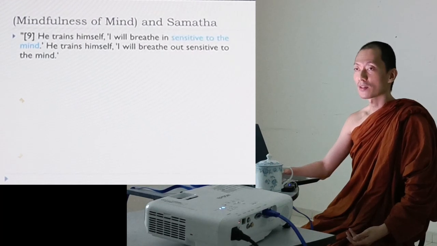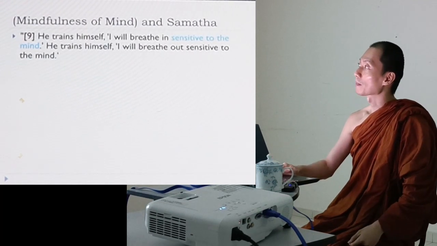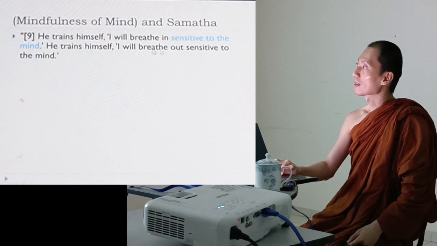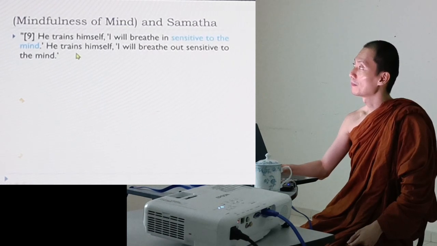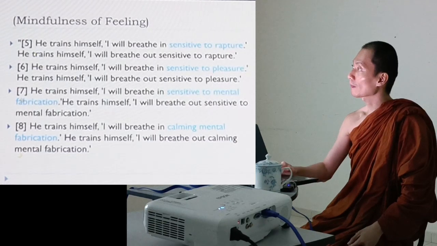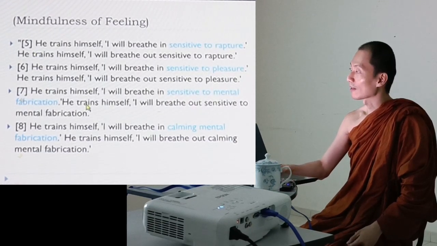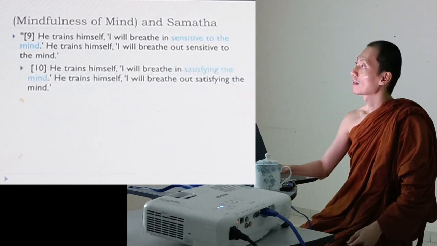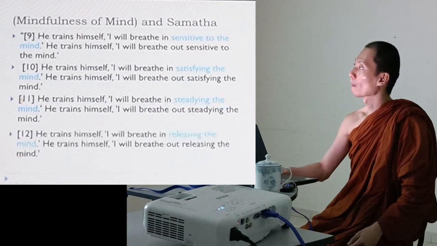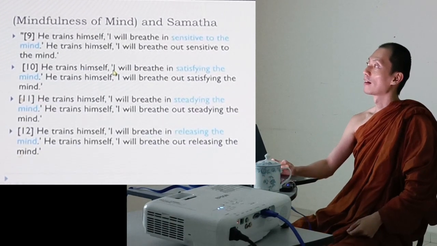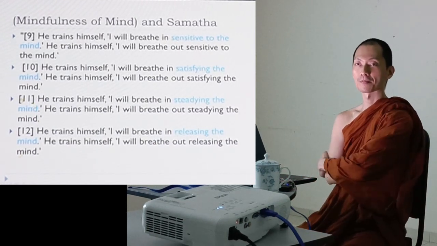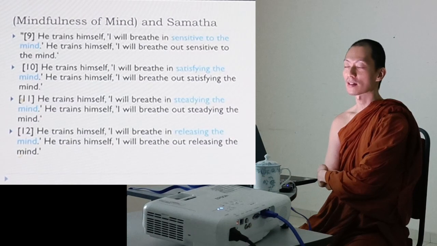So when the mind calms down, then we move on to the 3rd quarter, which is mindfulness of the state of mind. So this is more samatha already. Sensitive to mind. So this mind is very interesting. So if you go to the previous one, okay, never mind, I'll talk about it later. Okay, so this 9 to 11 is about calming the mind. 9 to 11 is calming the mind.